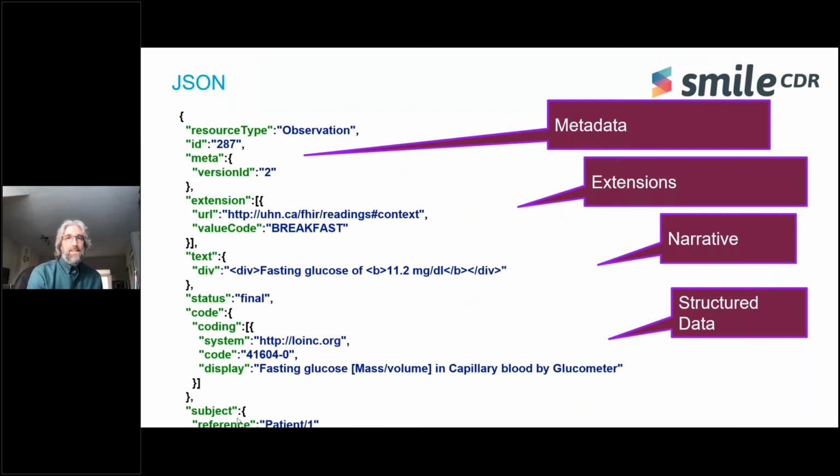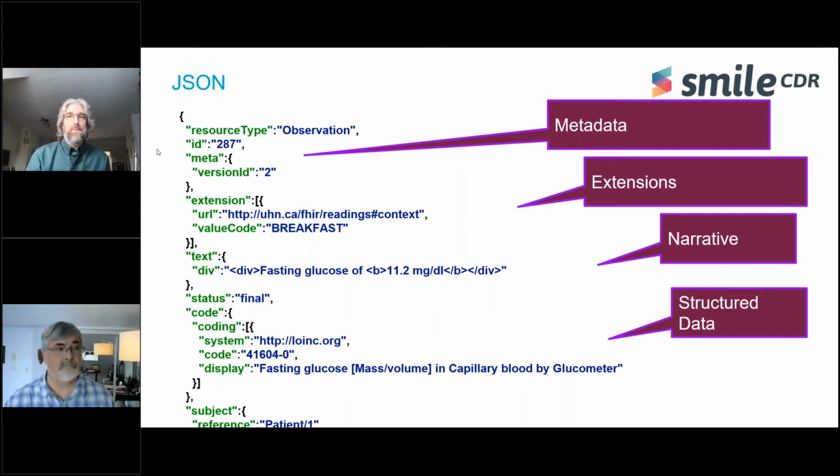This is my last slide here. I just wanted to give you a taste of what a JSON payload looked like for an observation here. So that first section is called metadata, where it keeps track of the versions of the resource that they had changed, and then there's your custom extensions. Then the next section is text if you want to render it, and then lastly is the coded structured data itself, which is indexed by the server and searchable by a rich search language. That's it.